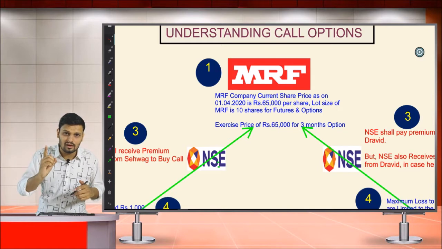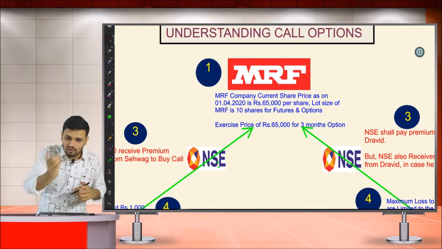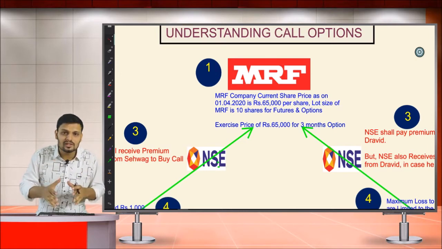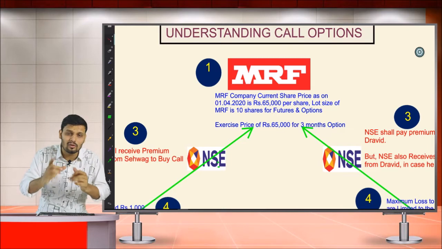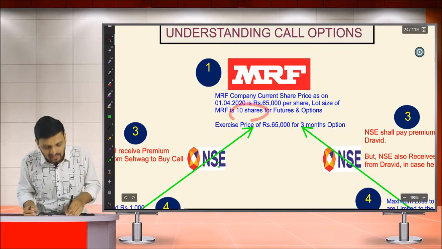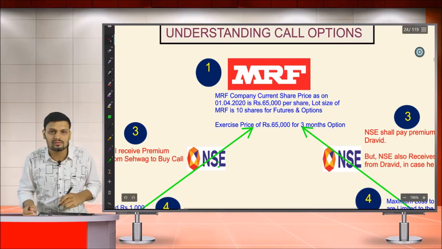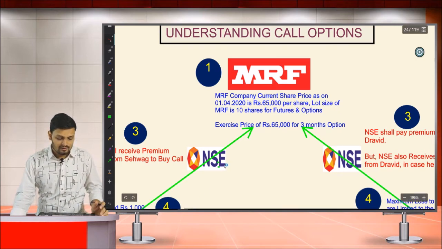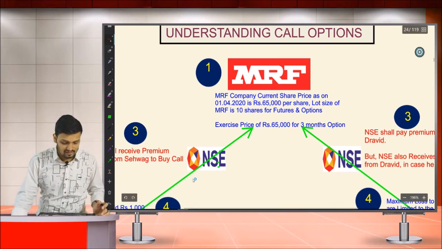In one futures contract, you need to either buy or sell a minimum number of shares. Same way, even in options, we have a minimum number of shares, which is known as lot size. So in one lot, you will be getting 10 shares for futures and options. If you want, I can also show you practically. If MRF is having 10 shares in its lot, also possible.